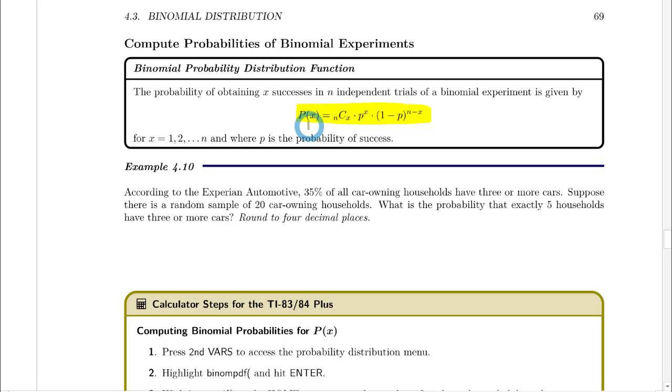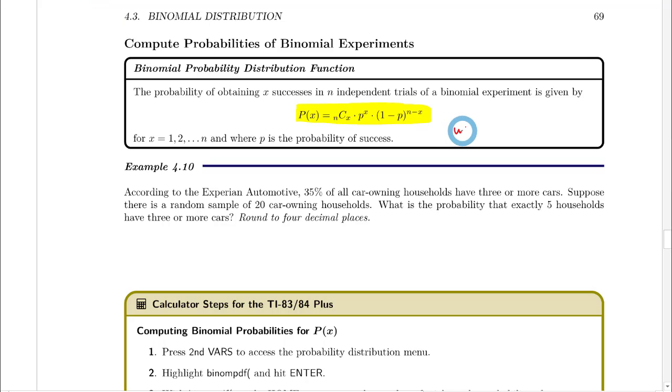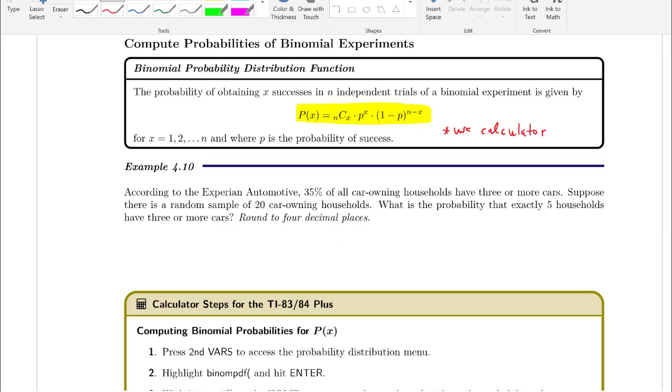And so we're going to go ahead and use the calculator for the calculations. You don't have to. You could use the formula by hand if you like. I wouldn't. We have binomial in our calculator and it's very useful. So let's try a simple example that's below.